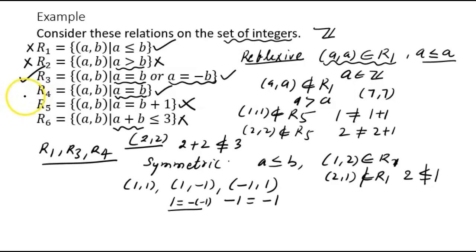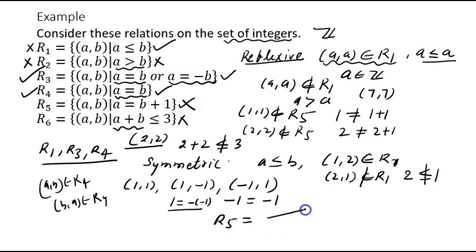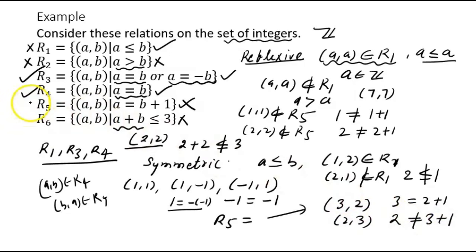What about R4? R4 is also symmetric because it contains only A is equal to B type elements, meaning 1 comma 1, 2 comma 2, 0 comma 0. There is no possibility that A comma B is in R4 but B comma A is not in R4. So R4 is also symmetric. R5 is not symmetric, because if A is equal to B plus 1, let us take one element, like 3. It will have 3 comma 2 because 3 is equal to 2 plus 1, so 3 comma 2 belongs to R5. But 2 comma 3 does not belong to R5, because 2 is not equal to 3 plus 1. So R5 is not symmetric.